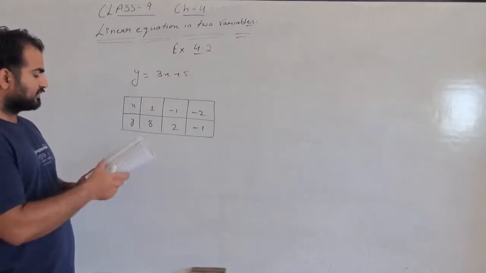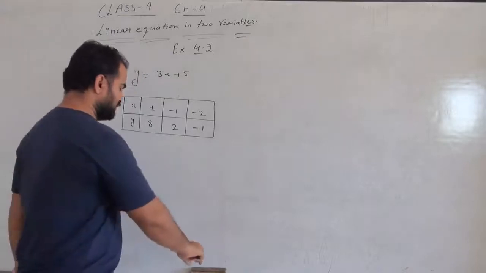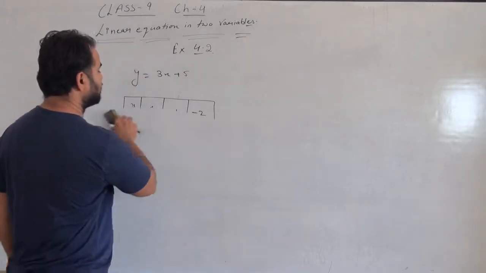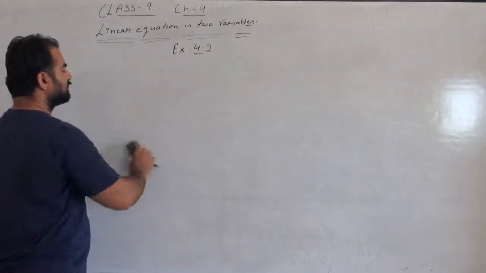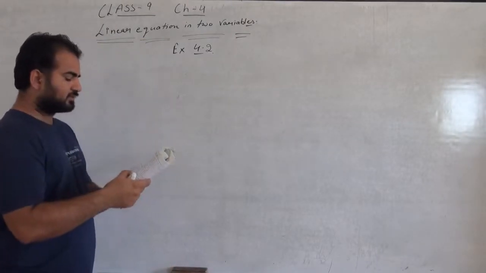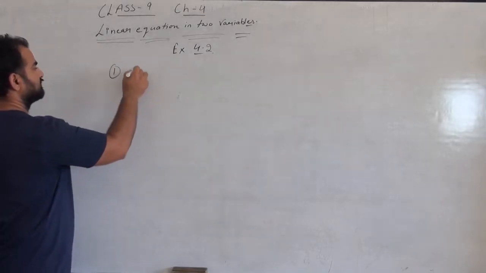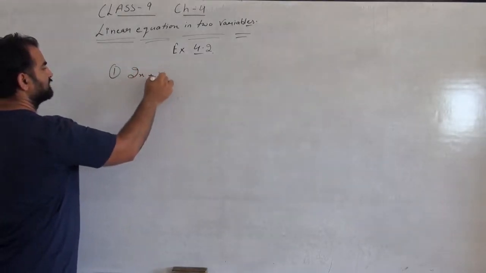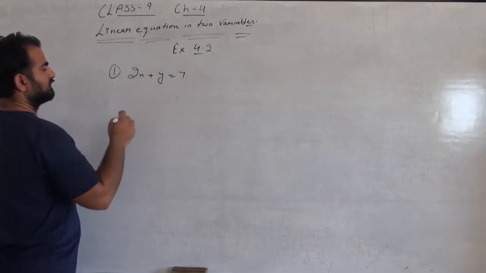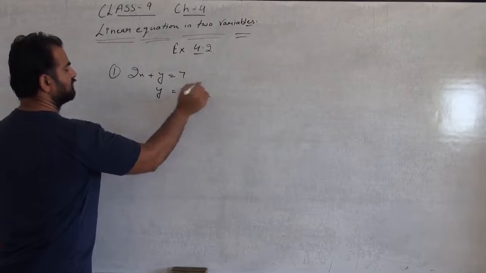Question number 2 is: write 4 solutions of each of the following equations. So class, what we have to do is find 4 solutions. The first question is 2x plus y equals 7, or we can say that y equals 7 minus 2x.